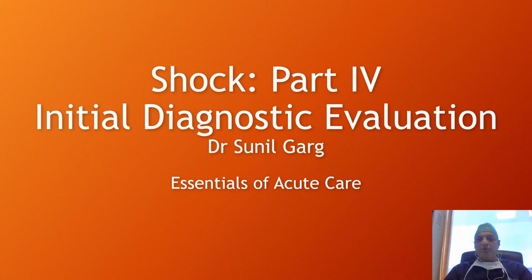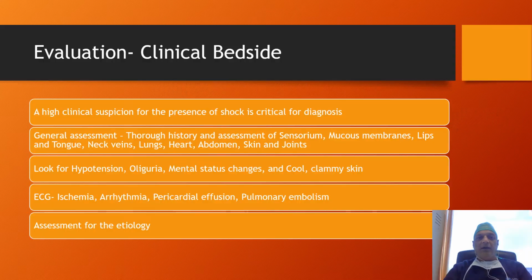In our series on shock, today in part 4, we will discuss initial diagnostic evaluation of shock patients. A high clinical suspicion for the presence of shock is critical for the diagnosis of shock. In my last video, I discussed when to suspect shock, and hypotension is one of the important features. Here it is important to understand that hypotension and shock are not synonymous. A patient can have hypotension without shock, and a shock patient may be normotensive or hypertensive.